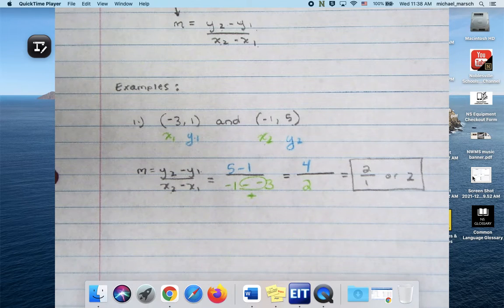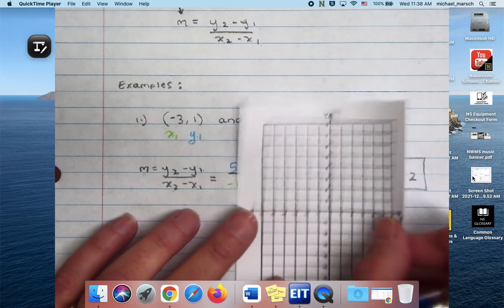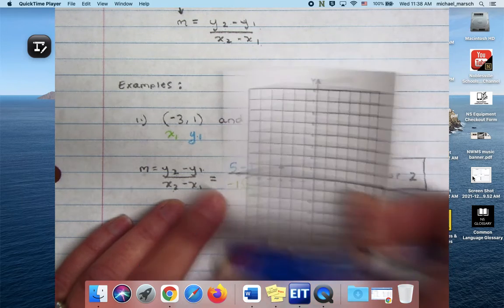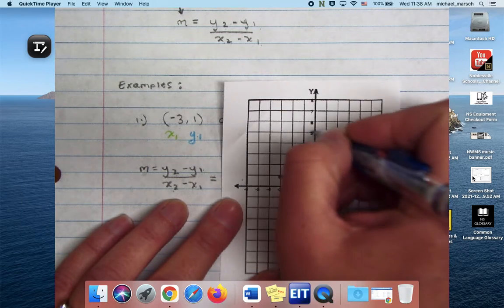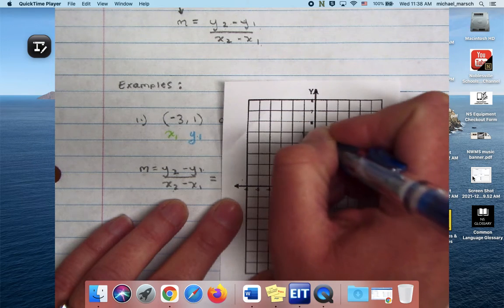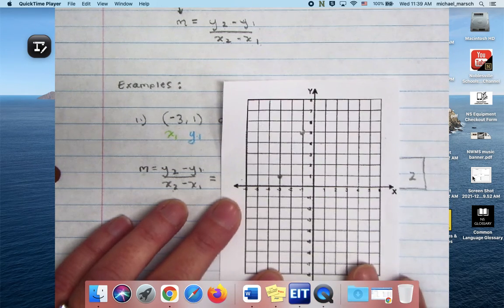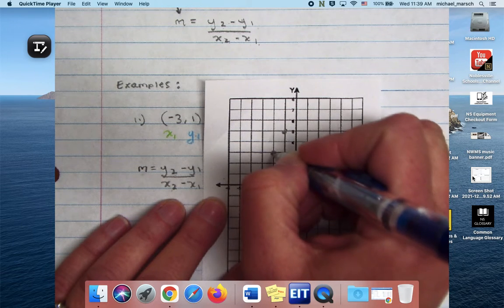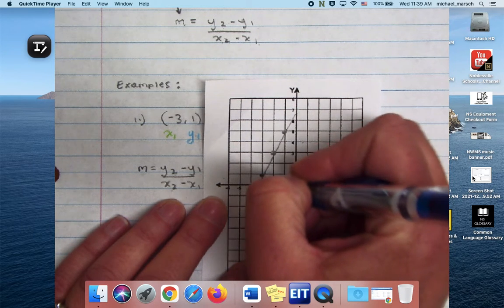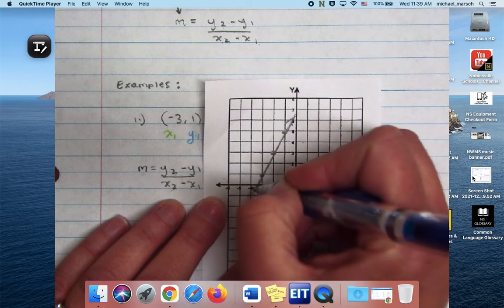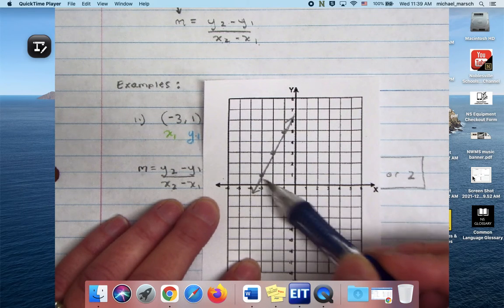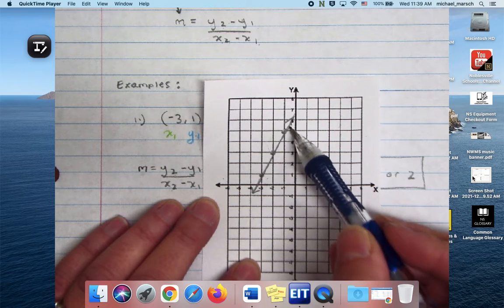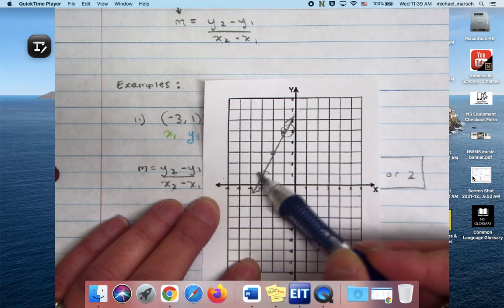So let's test this out here. If I have -3, 1 and -1, 5, does the slope 2 over 1 work? 2 over 1, up 2 over 1. Yep, those are going to be on the same line. So that's what I just determined: the slope would be 2 over 1, and those 2 points will be on the same line.